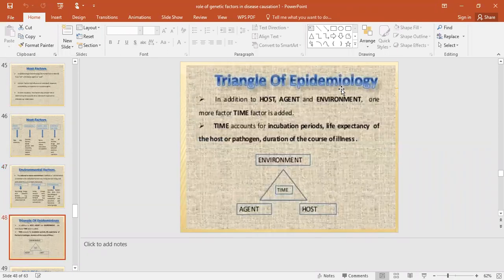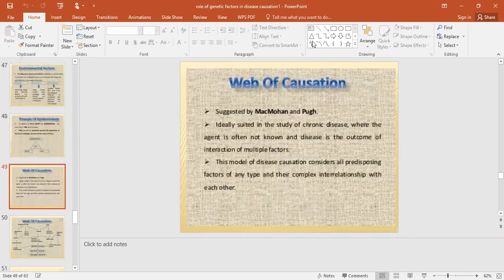Triangle of epidemiology: in addition to host, agent, and environment, one more factor, the time factor, is added. Time accounts for the incubation period, life expectancy of the host or pathogens, and duration of course of illness. Web of causation, suggested by MacMahon and Smith.